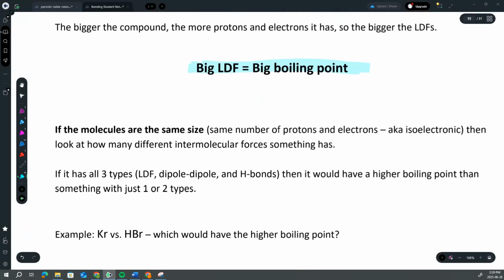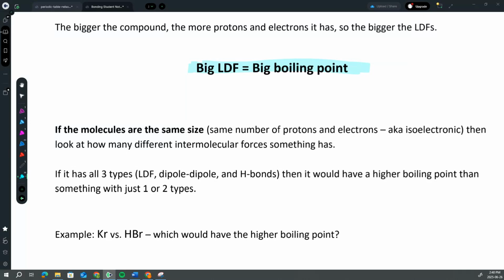Okay, so if the molecules are all the same size, so that means the same number of protons and electrons, which the fancy word for that is isoelectronic, then we need to look at how many different intermolecular forces something has. Now, if it has all 3 types, so that's London dispersion forces, dipole-dipole, and hydrogen bonding, then it would have a higher boiling point than a compound with just 1 or 2.